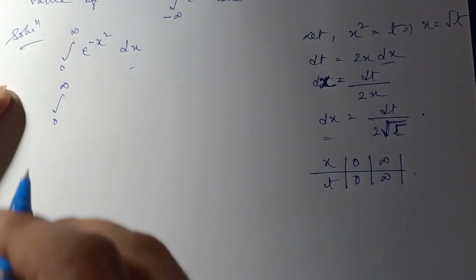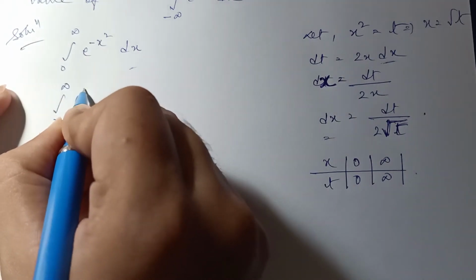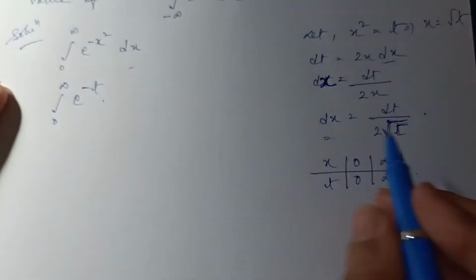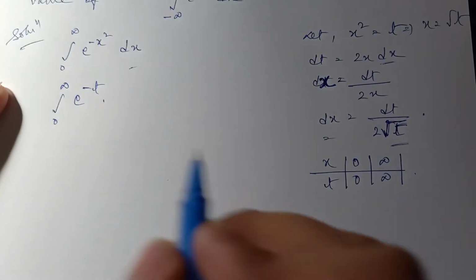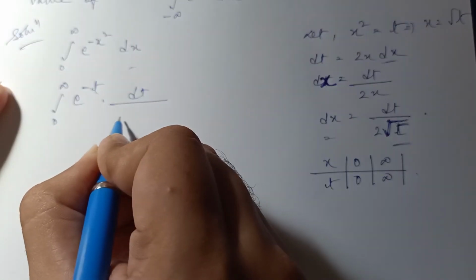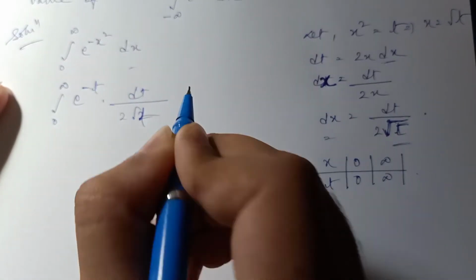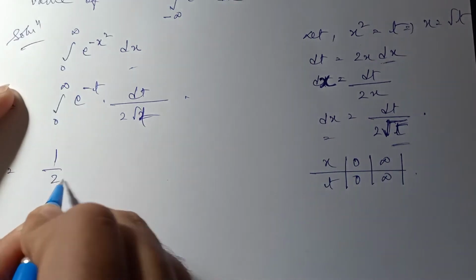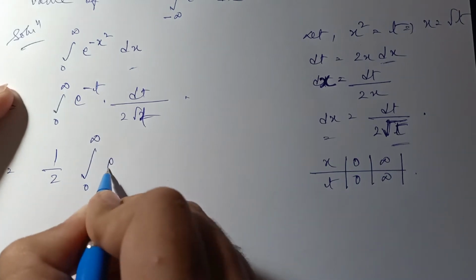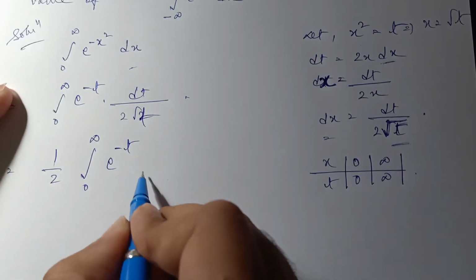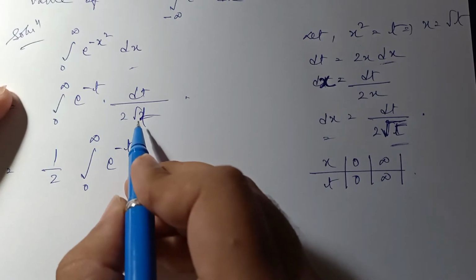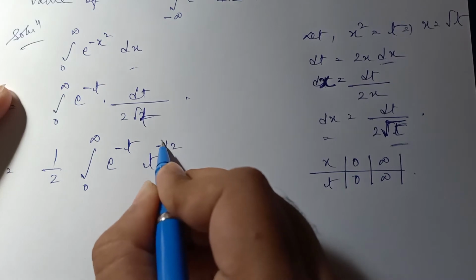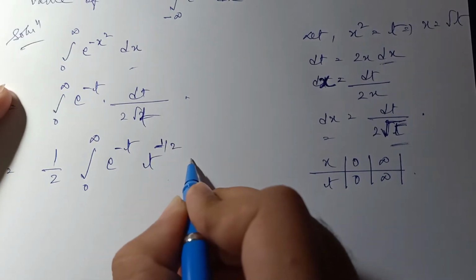So it's 0 to infinity e to the power minus t, the value of x square, and dx will be substituted by this whole thing, that is dt upon 2 root t. As 2 is a constant, I can take 2 outside the integral, which is 1 by 2, 0 to infinity e to the power minus t. Root t, that is t to the power half, will be written as t to the power minus half when written in the numerator, dt.